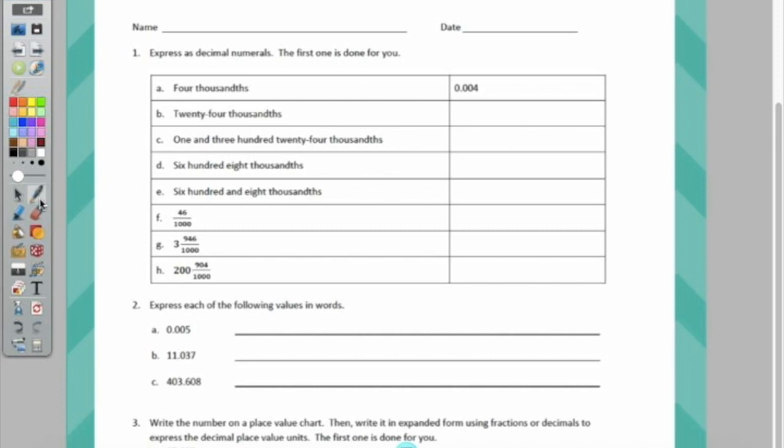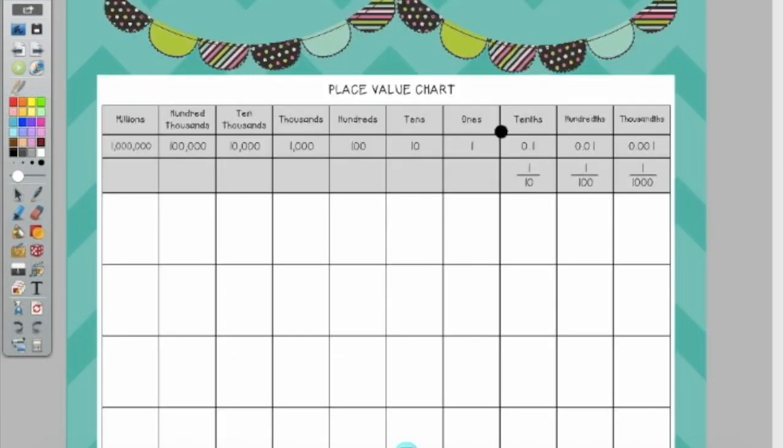So don't let the words keep you from trying to figure it out. Express as decimal numerals, the first one is done for you. So is this standard form, boys and girls? Yeah. And we're converting from word form and from fractions and mixed numbers to standard form. Sometimes we call it decimal form, okay? So read this one. 24 thousandths. What's the last digit I write? 4. And what place value is it in? Okay, on your place value chart, put a 4 in the thousandths place.